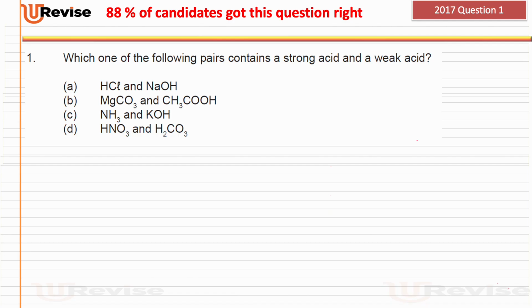Let's take a look at question 1 from the 2017 exam, and the question reads, which one of the following pairs contain a strong acid and a weak acid? Key thing is a strong acid, and we are looking for an answer with a weak acid as well in the answer. Now, 88% of candidates got this question right.